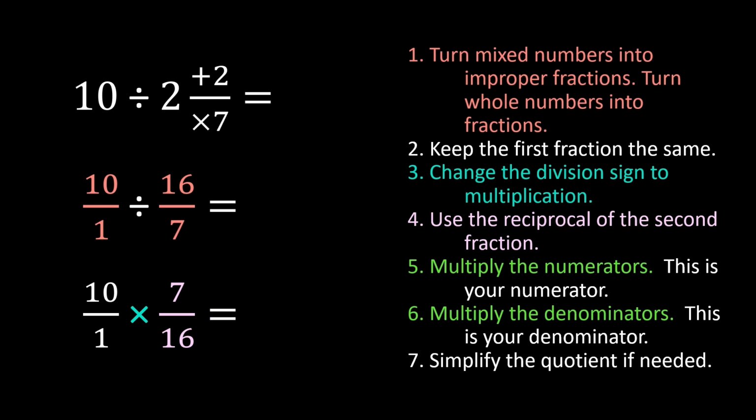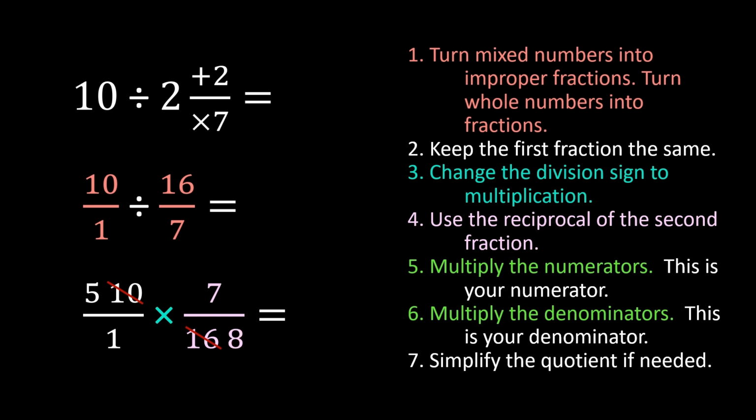Now I'm ready to multiply my numerators and then multiply my denominators. But first I'm going to check and see if any of the numbers that are diagonal from each other share any common factors, so I can do some simplifying before I move forward. Well, 10 and 16 share a common factor of 2, so I'm going to simplify by dividing 10 by 2, which is 5, and dividing 16 by 2, which is 8.